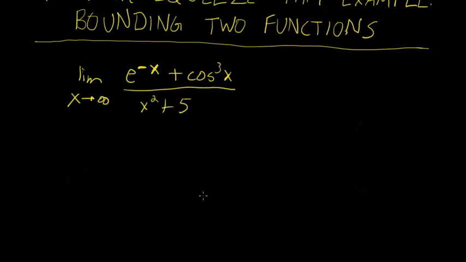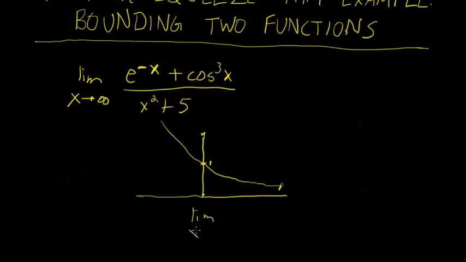Just draw some axes here, and we'll say this is positive 1. e to the minus x is going to look something like this, right? So as x approaches infinity, e to the minus x is going to approach 0.